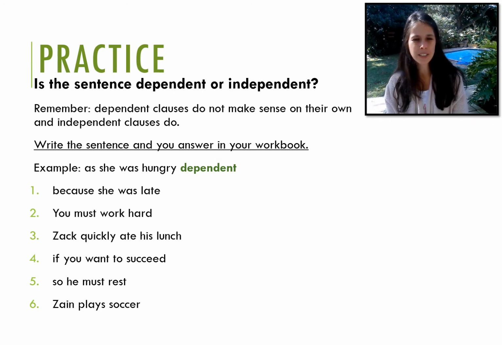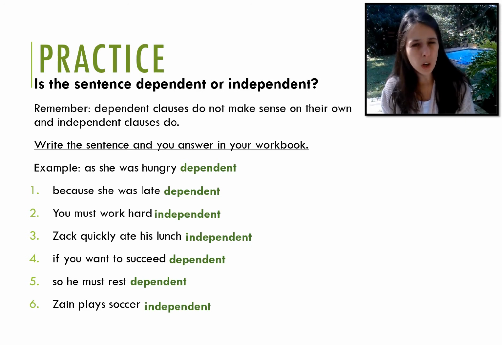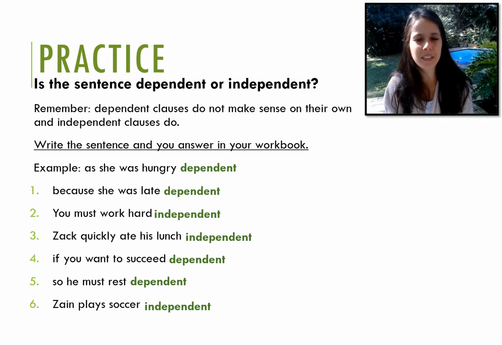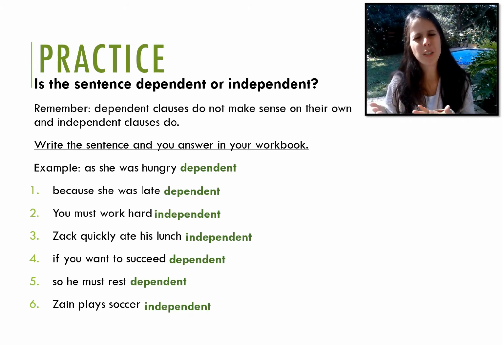Okay, here are your answers. Number 1, because she was late is dependent. Number 2, you must work hard is independent. It makes sense on its own. Number 3, Zach quickly ate his lunch. That's independent. It makes sense on its own. 4, if you want to succeed. If I want to succeed, what? That sentence is confusing, so it's dependent. It doesn't make sense on its own.